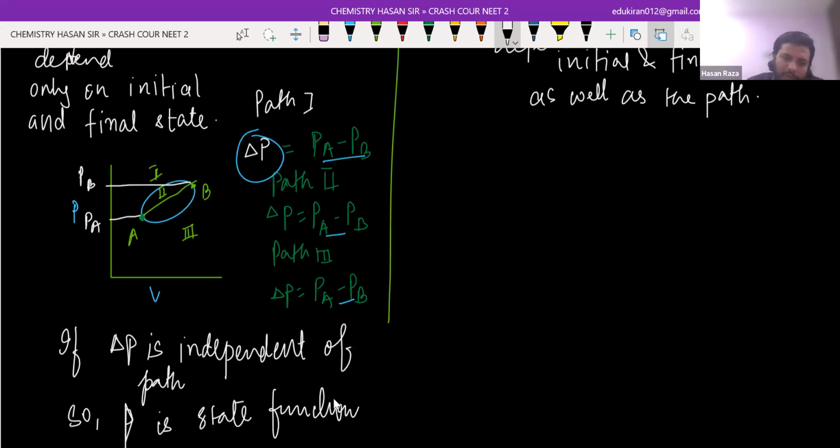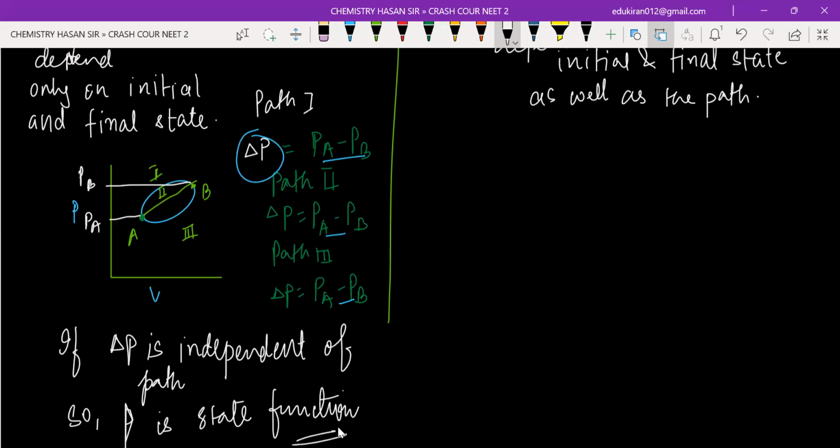Are you getting my point? Anything for which the change is independent of path, that function will be your state function. Are you getting my point? Yes, sir.